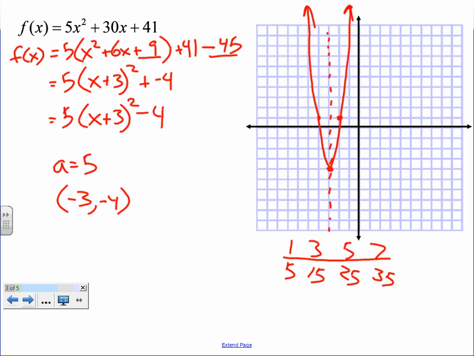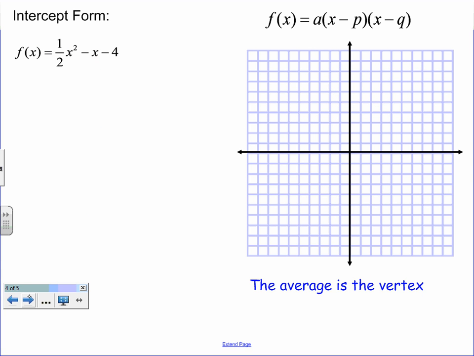So again, very quick way to transpose it there. All right, now I'm going to show you another form here. Okay, this is intercept form. So we're talking about where it crosses the x-intercepts. And this is the equation we want to get into. Notice we have it in factored form, so we could easily get two solutions to x-intercepts.